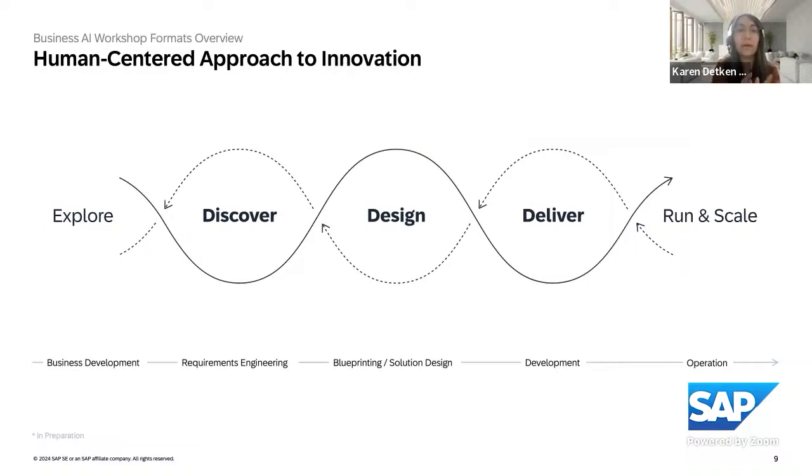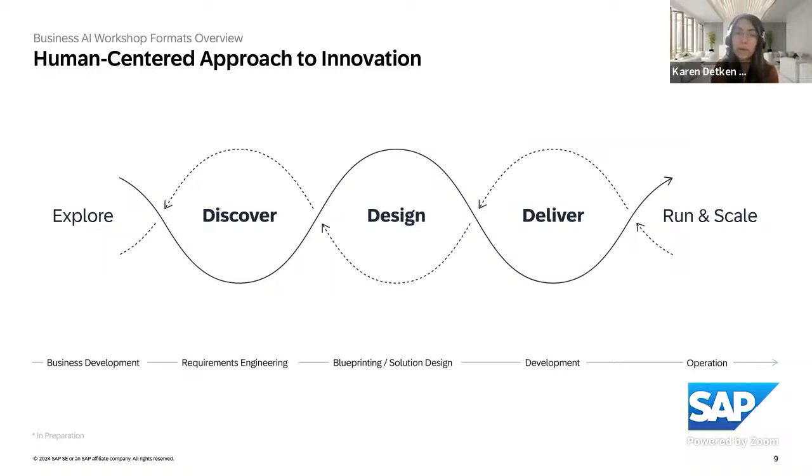So the human-centered approach has different phases. And we start with the explore phase. In the explore phase, we identify a use case with high business value. We have methods for that, and that's one of the methods we will see today. This use case that comes out of the explore phase is then detailed out in the discover phase. So here is where we do user research to understand what the users really need. And we gather requirements, we analyze requirements, and then these requirements are transformed into functionalities in the design phase.